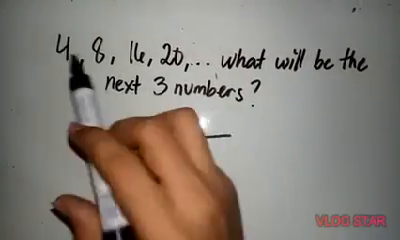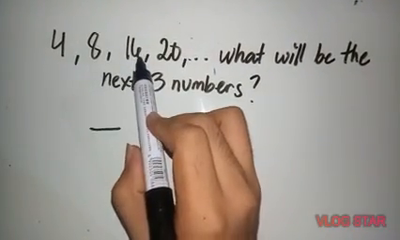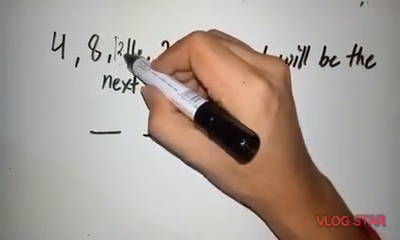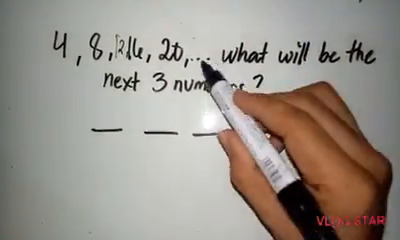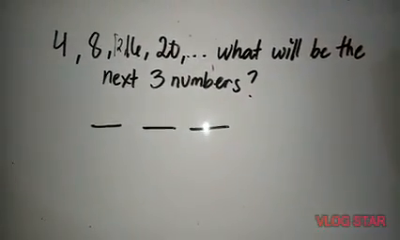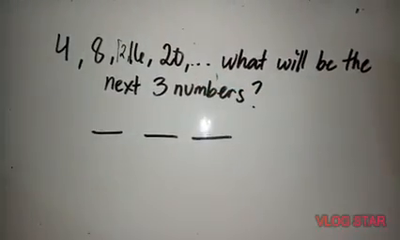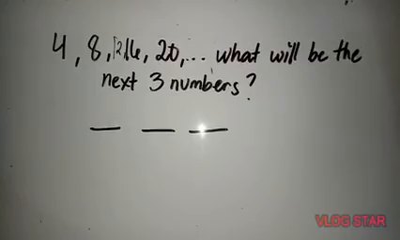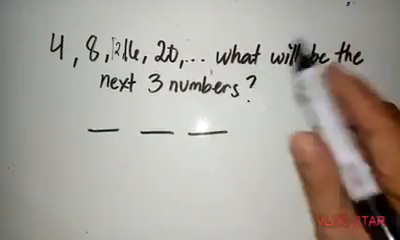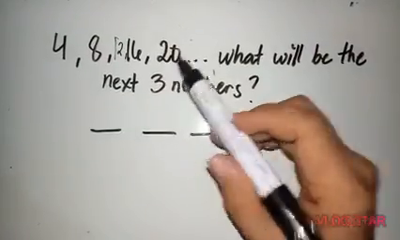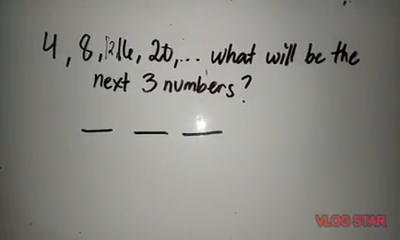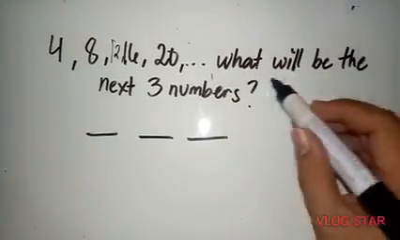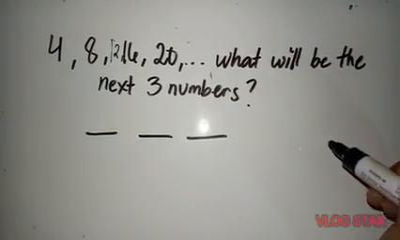So here is 4, 8, 12, 16, 20, then 3 dots. It means that this given pattern is an infinite pattern because there are more numbers after 20. So the question is, what will be the next three numbers?